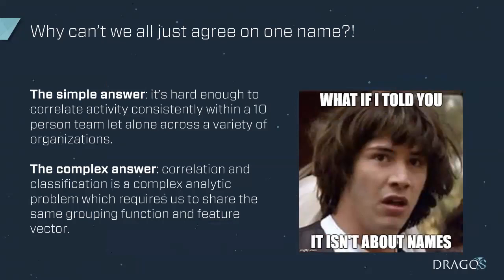Go ahead and tell me what problem has ever been solved by 300 people in a room. These things are really hard, and that's not a great way of making analytic decisions. So that's not going to happen. The answer is that these are really complex correlation and classification issues, and it's not about sharing names. It's actually about sharing a grouping function and a feature vector. That's what it's about. It has nothing to do with the name itself.